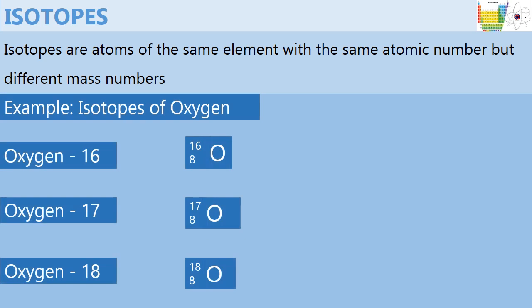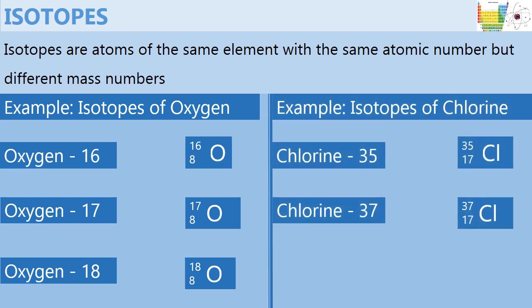More examples of isotopes include the isotopes of oxygen, which are oxygen 16, oxygen 17, and oxygen 18. Again, calculate the number of neutrons in each of these isotopes. The next example is isotopes of chlorine. We have chlorine 35 and chlorine 37. Again, you need to calculate the number of neutrons in each isotope.